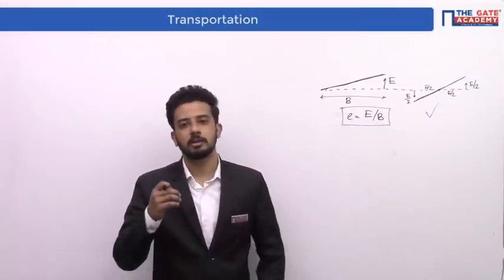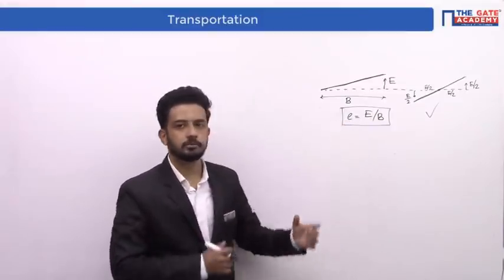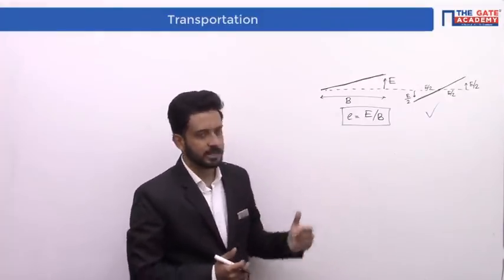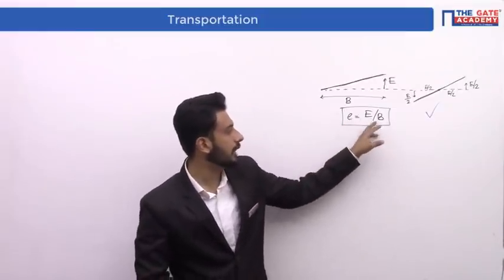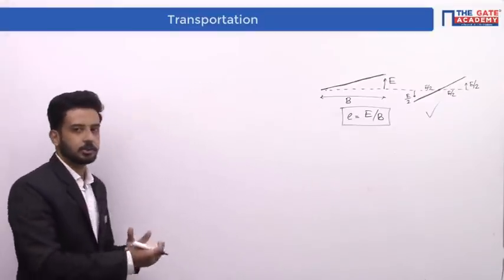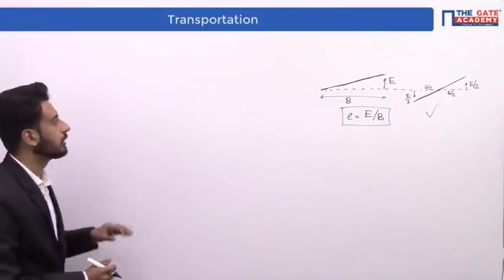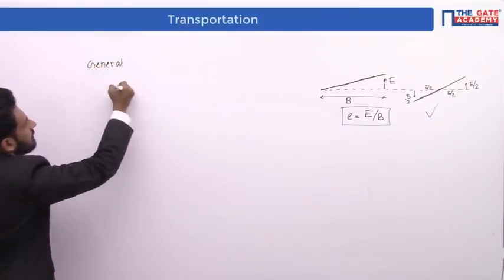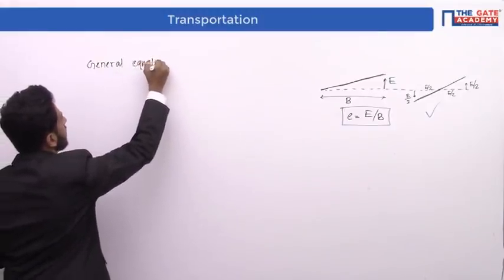What is the value of width? B means the width of the road. So I should know the value of this rate of super elevation, small e, and the width of the road, which is denoted as B. If I know these values, I can find out that raising height. So I should know how to calculate the value of super elevation. So we will check what equations are available for finding out the super elevation. We have a general equation.